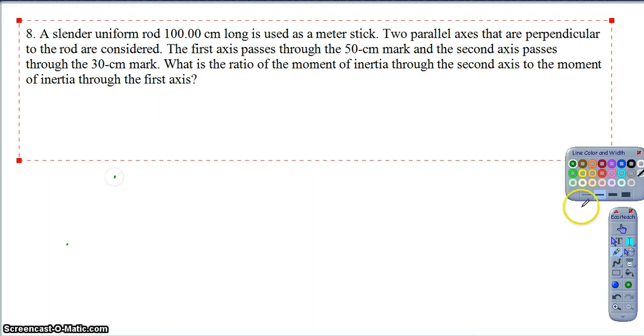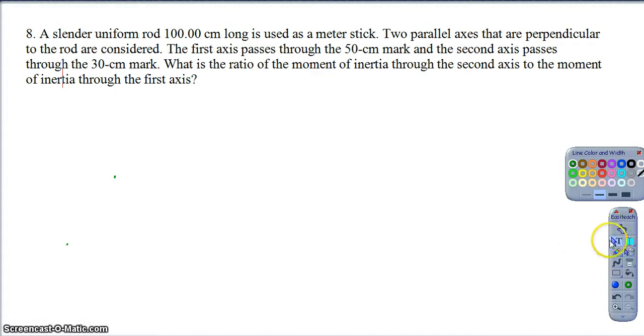So they're giving us a thin rod that has an axis of rotation straight through the center. So I've got my rod, and I've got an axis of rotation, one of which is right through the center. And then I've got another one which they're saying is at the 30 centimeter mark. So on a 100 centimeter long rod, the other axis of rotation would be somewhere about over here, right? So 30 centimeters away. They're asking us to find the ratio between the two.